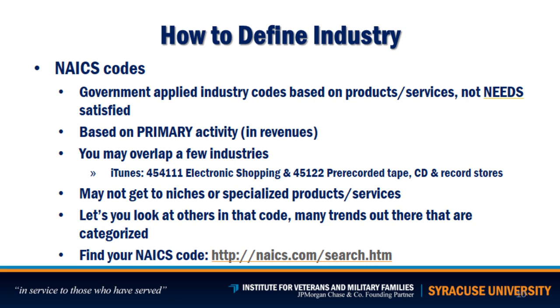And as I said, it is 6 digits, but it can grow larger depending on how niche or specialized your product or service is. But it also allows you to look at others in that code, which will help you identify trends that are out there that are categorized within that industry. Knowing the NAICS codes will also help you when you go through a local library to find more data about the industry. Sharing that NAICS code with the librarian often helps to quickly and easily access the industry data that you need for your industry section.